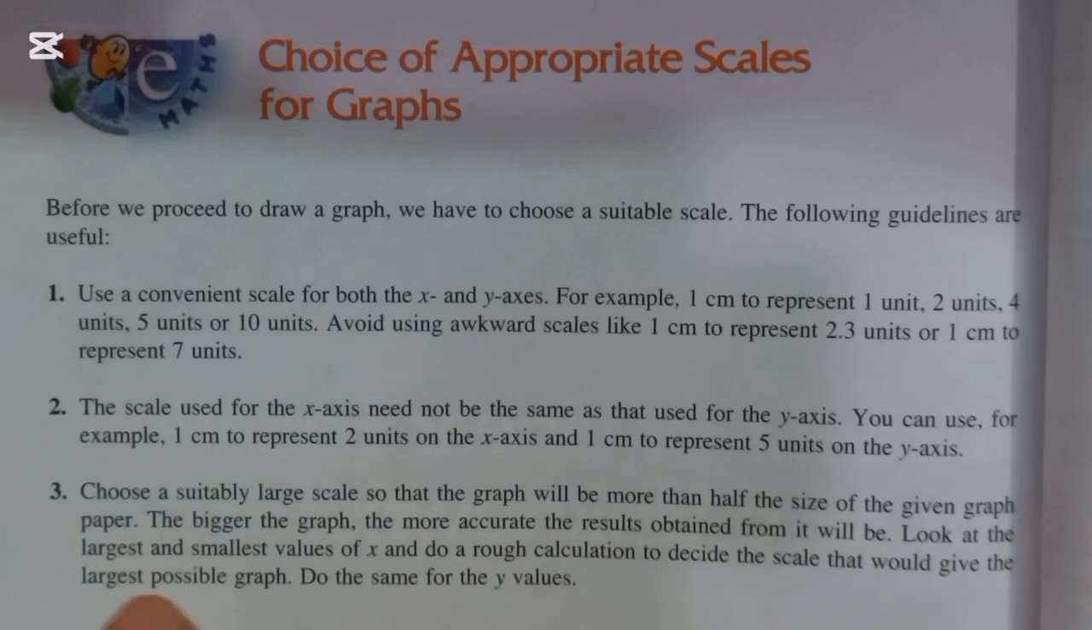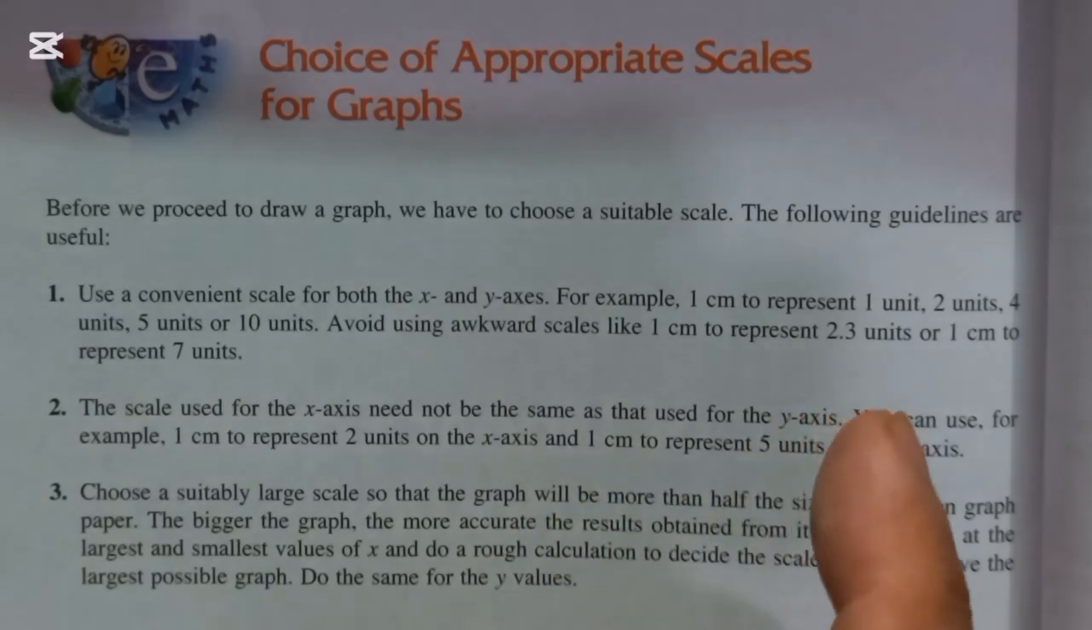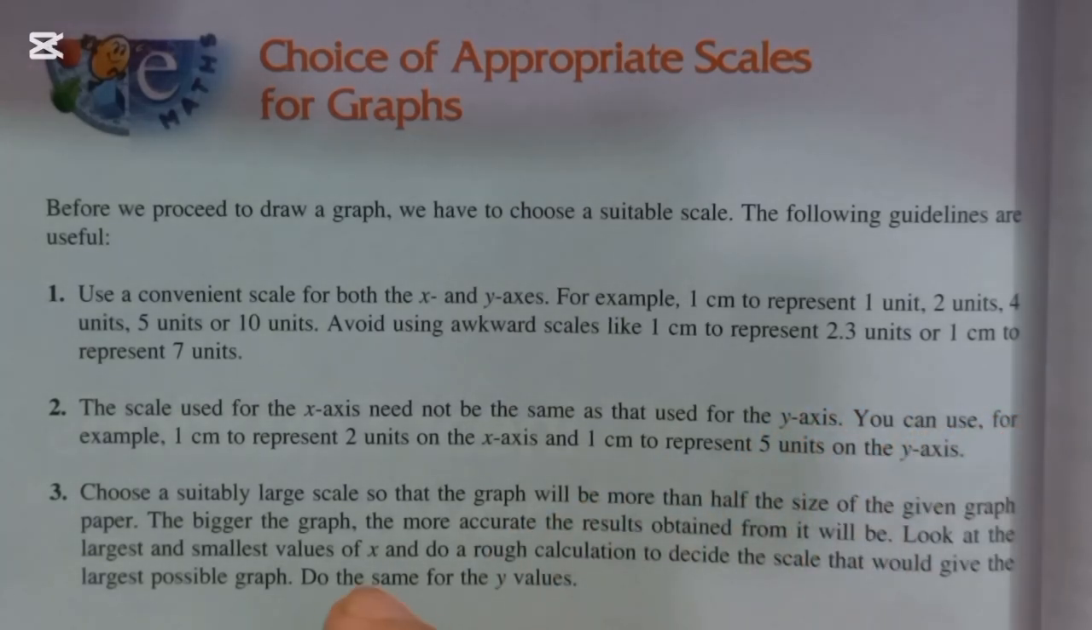Look at the largest and the smallest values of x and do a rough calculation to decide the scale that would give you the largest possible graph. Do the same for the y-axis. So first you have to check the minimum and the maximum values of x and the minimum and maximum values of y, and then choose a maximum possible scale. The bigger the graph, the more accurate will be the results obtained from it.